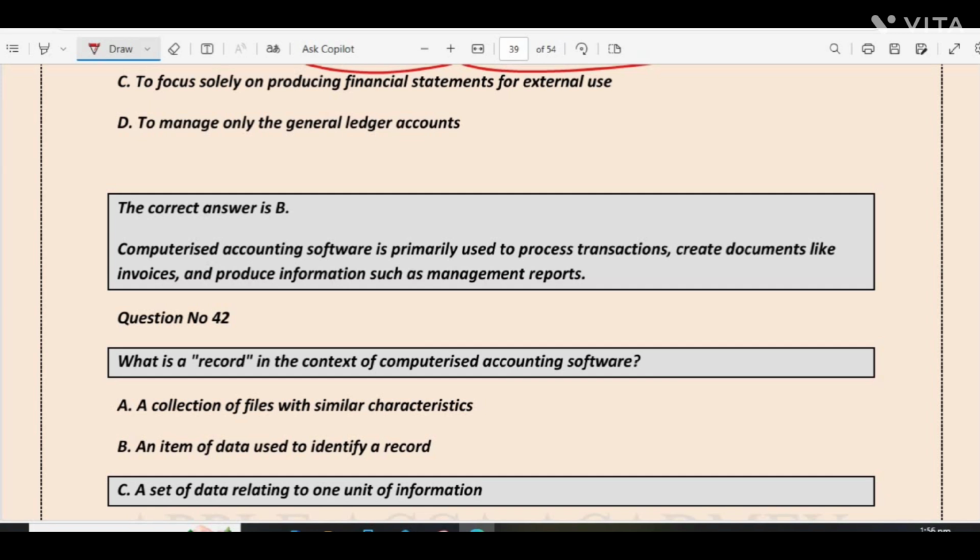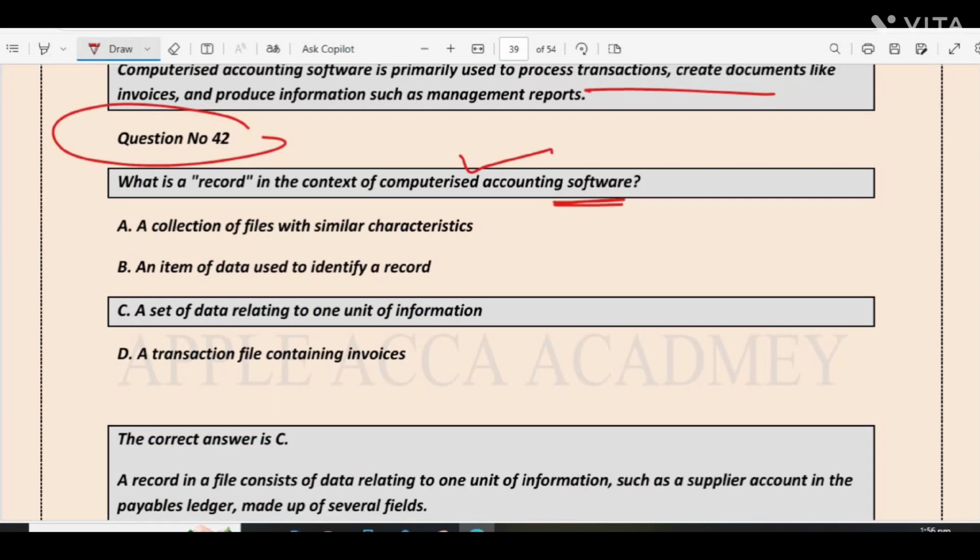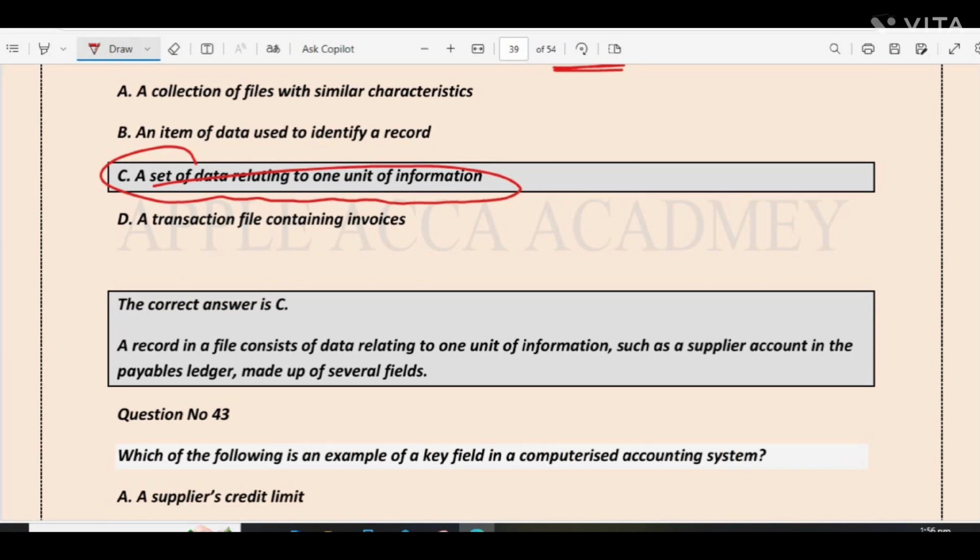Now let's move on to 42. What is a record in the context of computerized accounting software? We have discussed that in very detail. It is a set of data related to one unit of information that will be your record. A record is a file consisting of data related to one unit of information, such as supplier account and the payable ledgers, made of several fields.